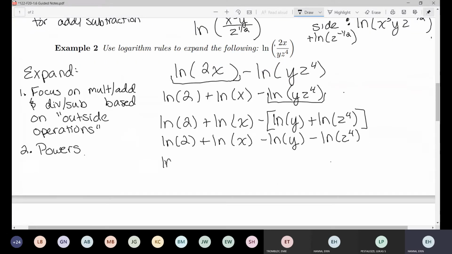So the last thing here, the natural log of 2, we can't do anything to. Natural log of x, we can't do anything to. Minus the natural log of y, we can't do anything to that. But then here we have that power of 4, which we can bring outside the natural log.